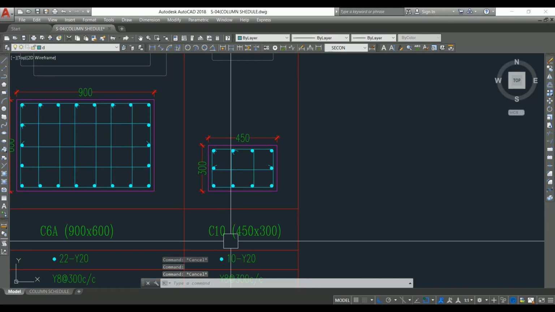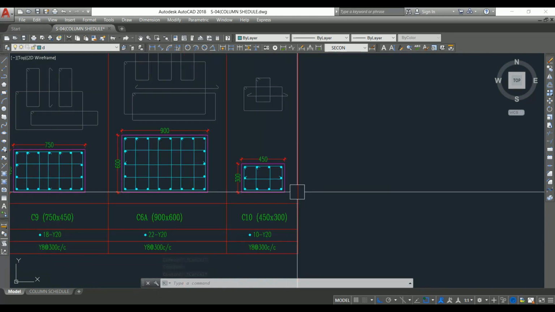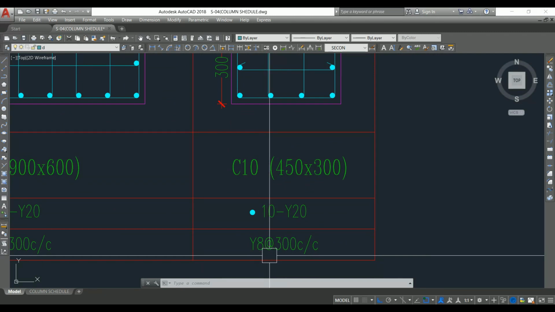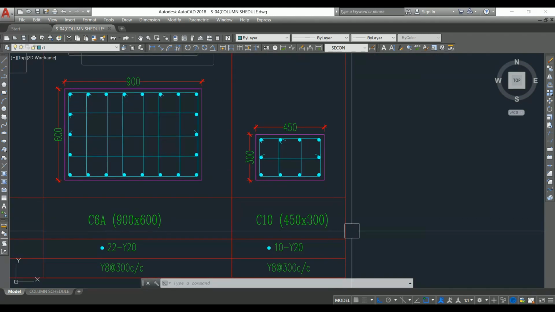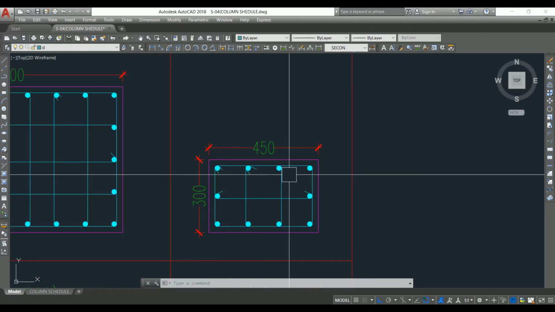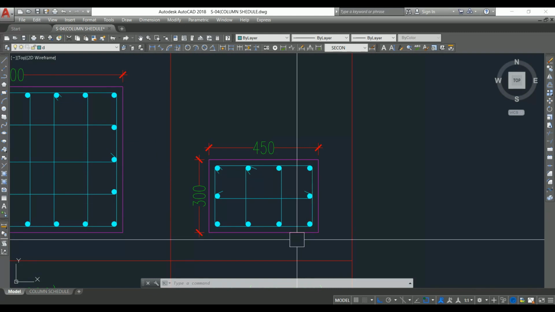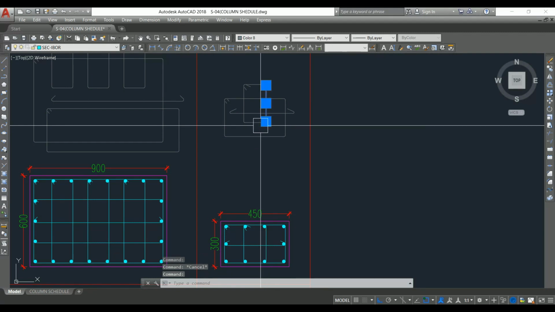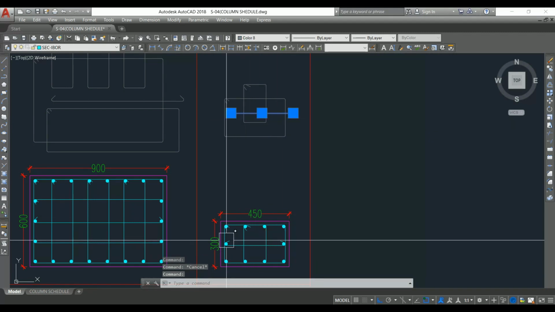Next column C10, that is of size 450 by 300 mm. We have 10 number of 20 mm dia bar. Tie spacing is 8 mm at 300 mm center to center. So this is a very simple arrangement. 4 number of bars this side, 3 number of bars. Let's look into the tie arrangement. This is the master tie and this is a smaller tie, and we have one link in the middle.